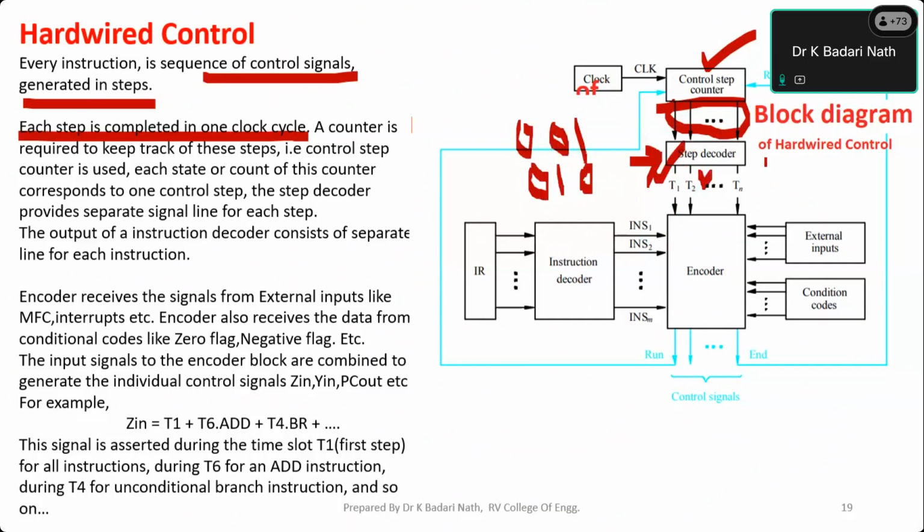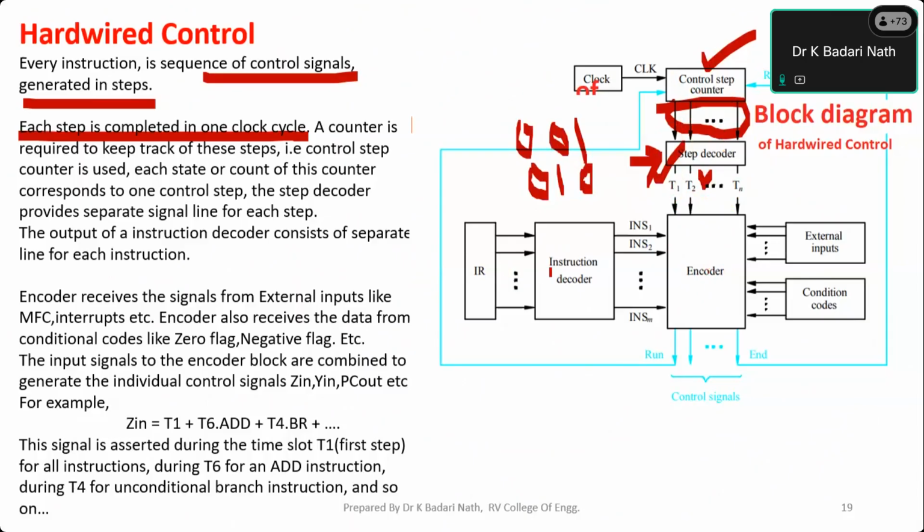As we have studied in the lab, a decoder is a circuit in which one of the many signals will be activated. When the counter generates a 1, T1 is activated. When the counter generates a 2, T2 is activated. So like this, one of the n clock cycles is activated based on the count, and that is fed to the encoder. So we understood the purpose of the control step counter.